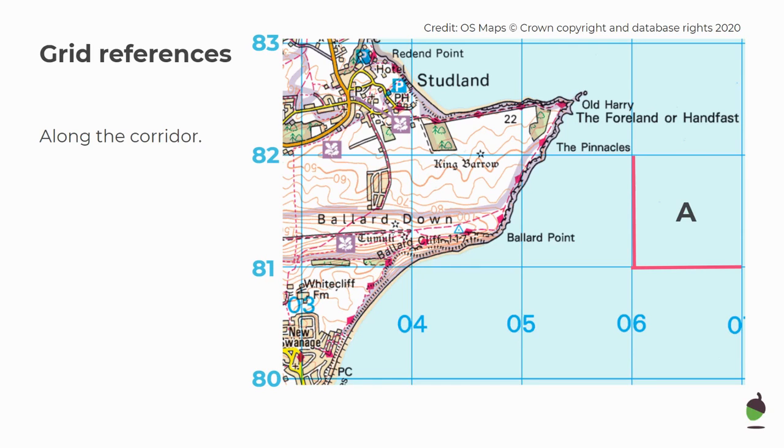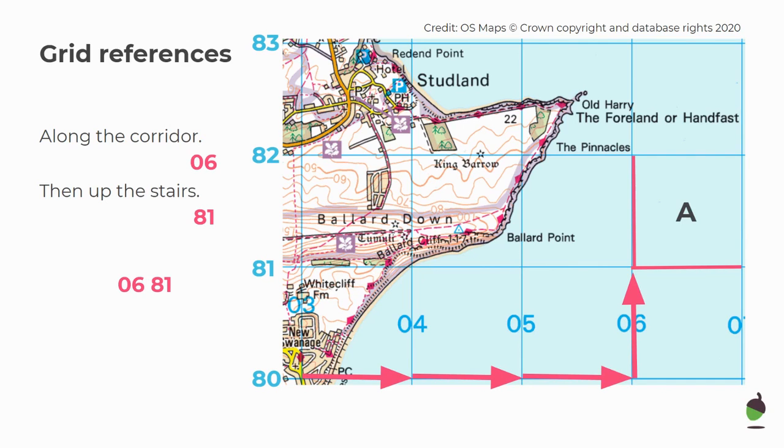The first thing we do with grid references is we go along the corridor. 04, 05, 06. And 06 takes us to that first line of the L. Along the corridor is 06. Next, we climb the stairs. So we're going to climb up the stairs to 81. So the 4-figure grid reference for A on this map is 06, 81.